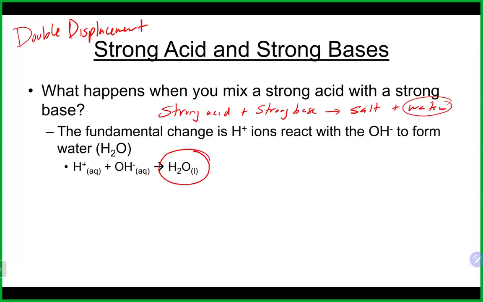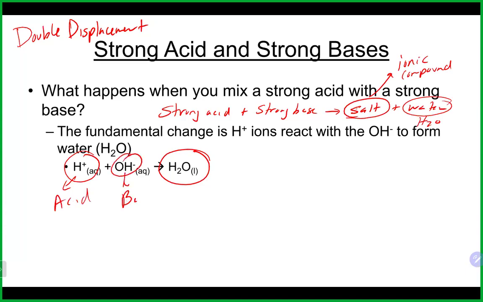Water obviously is H2O. A salt is a fancy word for an ionic compound. So you'll basically get a positive guy and a negative guy together. The water always comes in this case from the H plus from the acid and the OH minus from the base. So when you react these two things together, that is how you form water: H plus from the acid, OH minus from the base comes together to form water.